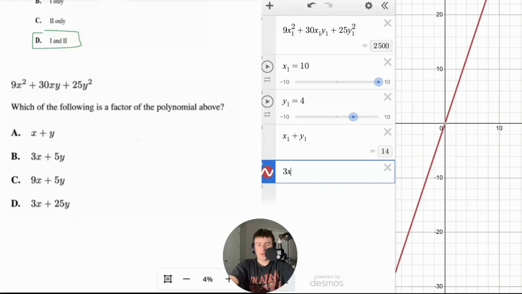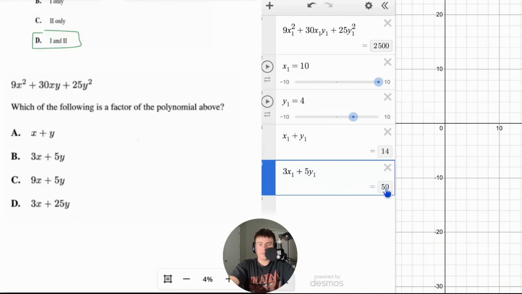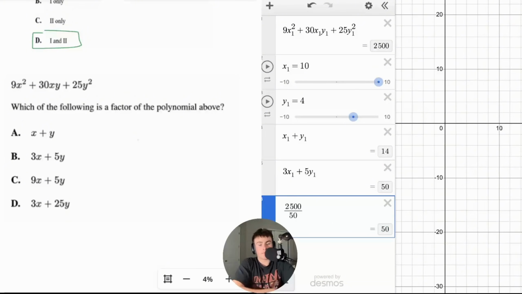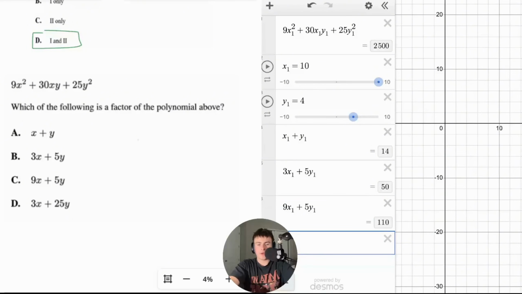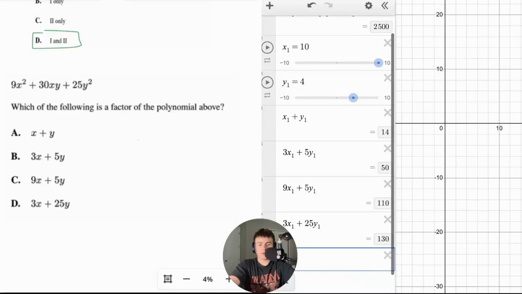So it's not A. B, this is 50. So 2500 over 50, that does go into it. And actually, this is a perfect square as well. So I'm thinking it's B right now. Let's try C. 9x1 plus 5y1. 110, does that go in? I'm going to save you the time. No, it does not. So that is a decimal. That's wrong. Now D, 3x1 plus 25y1. This does not go in either. You can test that. So it is not that.